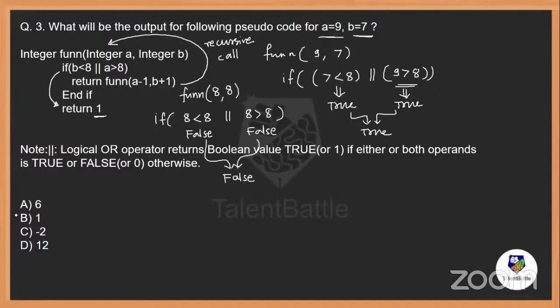And that's why the final option will be option number B. That is 1. And yeah, most of the students have selected the correct one. So answer is option B. That is 1. So I hope you got the idea how exactly the recursive function works, and we have to go step by step. And this is the way you can figure out the solution for the provided case.